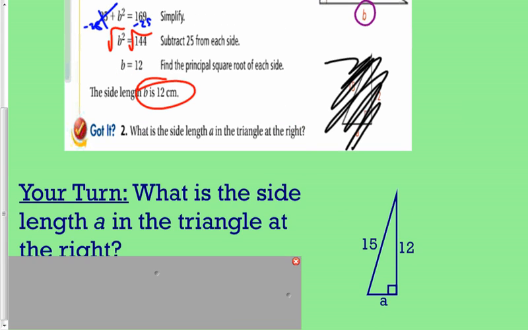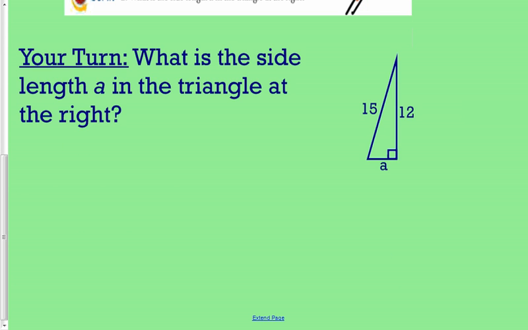So here's what I'd like you to do: pause it again. Try doing that on your own. With the situation here, it says, what is the side length a in the triangle at the right? Again, we're looking for one of the legs. So why don't you pause it and try it, and then you can check with me in a sec.